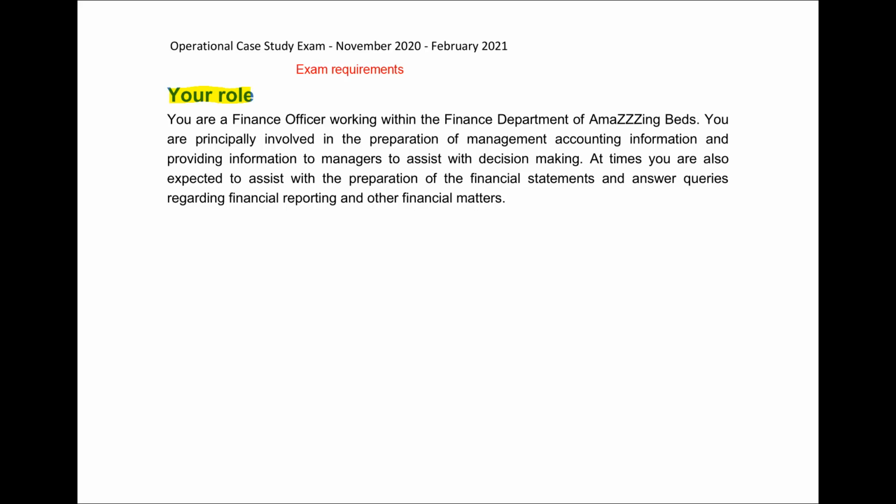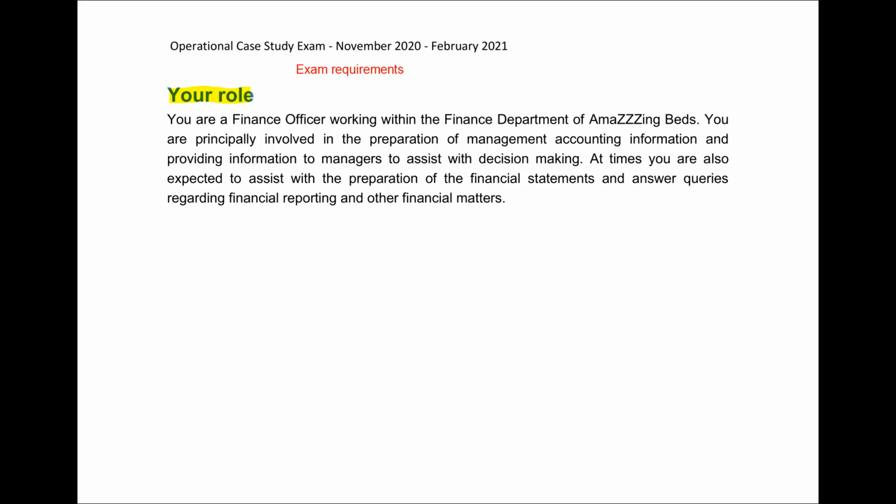CIMA require you to take on the role of a real-life employee within their fictional pre-seen company. So AmaZZZing Beds for the November and February sittings. And then when it comes to the actual exam itself, they can present you with a range of real-life scenarios, i.e. real-life scenarios that you would come up against were you a real employee within this business. And you therefore have to utilize the theory knowledge that you have as a base from your OT exams and apply this to the relevant scenario that you come up against in your exam.